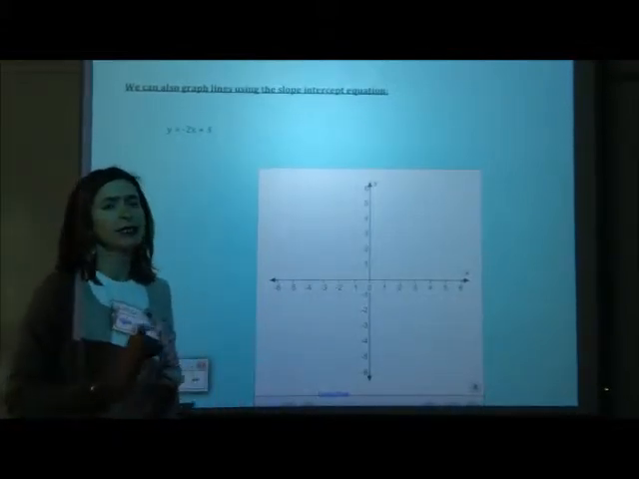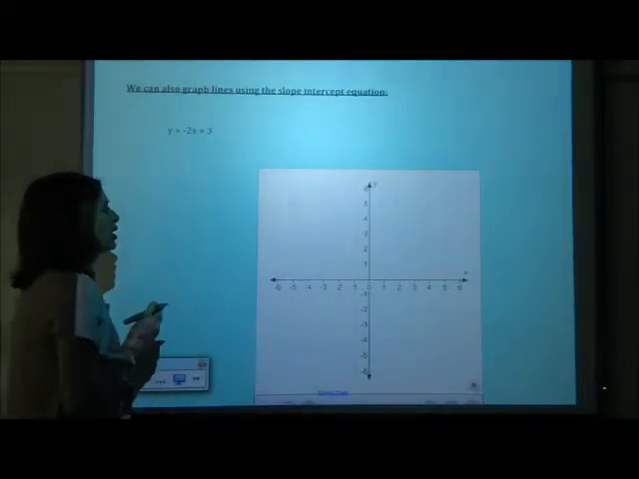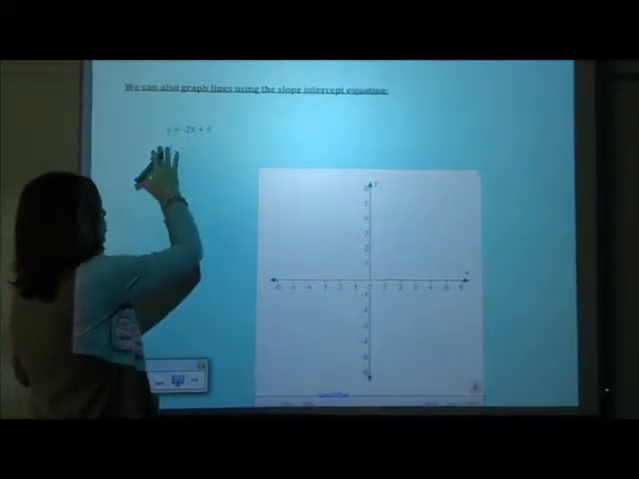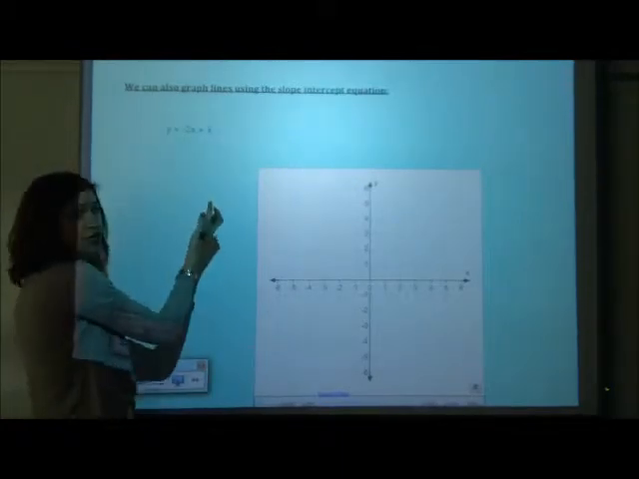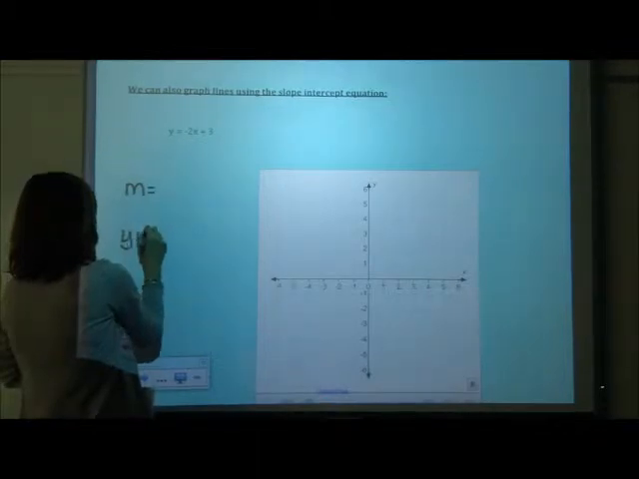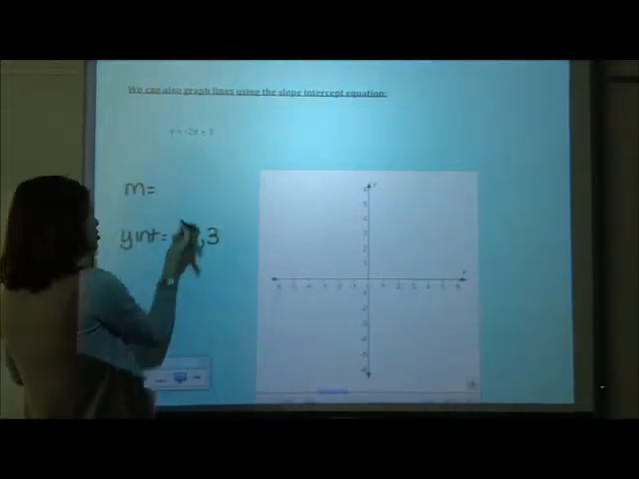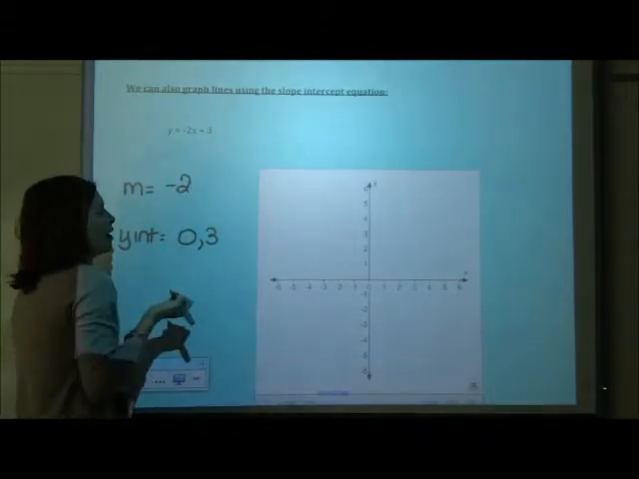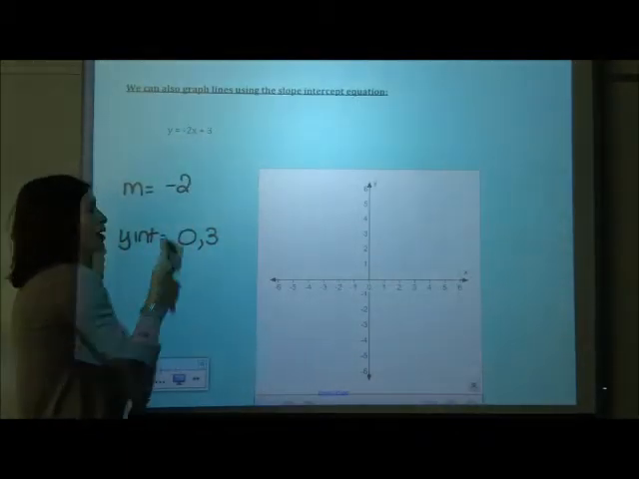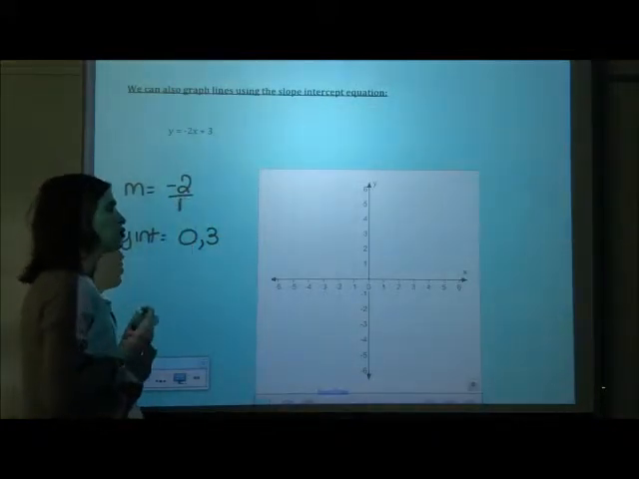Slope-intercept is a really nice way to graph an equation if it's in that form. We've got to be careful, though. The first thing we always want to do is identify our slope and our intercept. My y-intercept is the point (0, 3), and my slope is negative 2. Since we've always done slope as rise over run, I'm going to write the slope as negative 2 over 1.